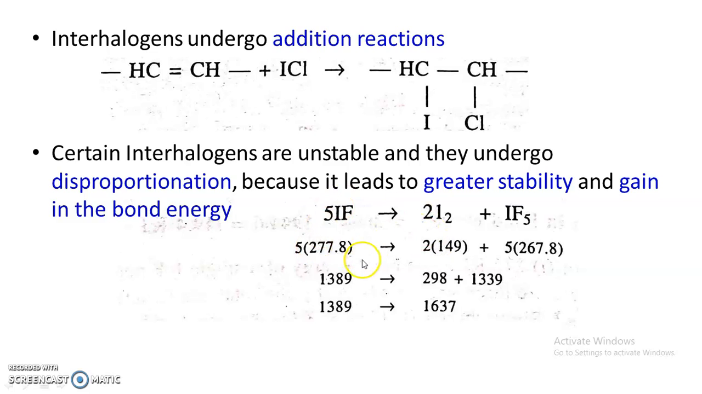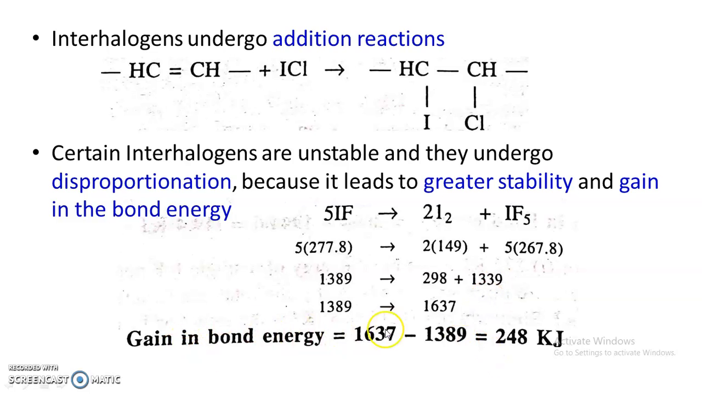and because of this there is a disproportionation of iodine monofluoride to form iodine and iodine pentafluoride. The total gain in bond energy is obtained by a simple formula: the total bond energy of the products minus the total bond energy of the reactants, that is 1637 minus 1389. This is equal to 248 kilojoule per mole.